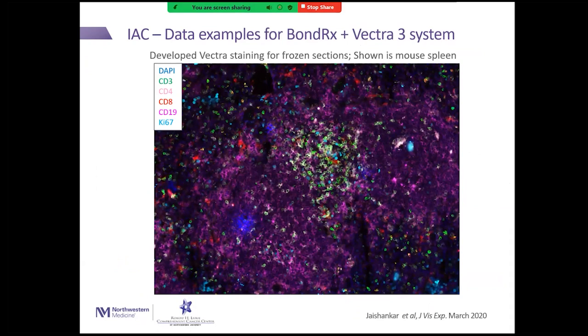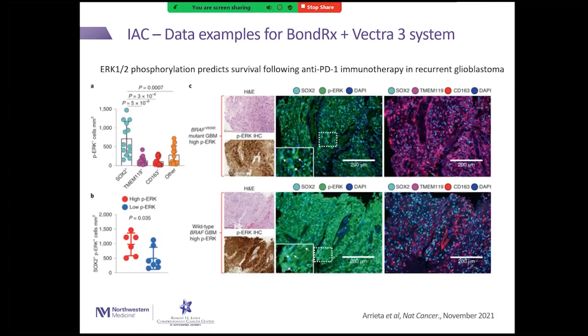This is a mouse spleen frozen section, which was stained for CD3, CD4, CD8, CD19, and Ki67, and DAPI for nuclear staining. You could see that the resolution is so good, and you could see almost all of the markers that were stained, and it gives you a very clear picture of the spatial location of all of these markers. To give you further examples, from this paper, which used the data generated in the core.